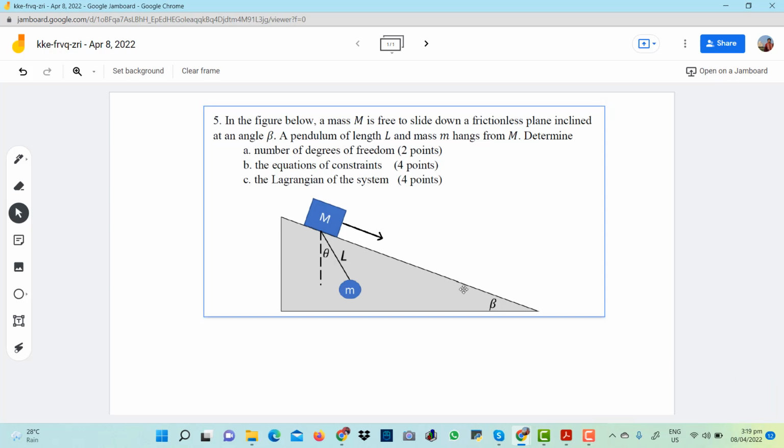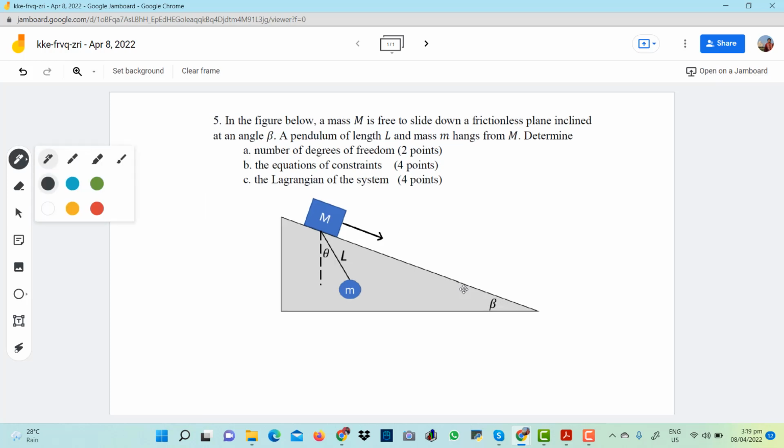How many degrees of freedom are there here? I think there are two. We only have 2 degrees of freedom, so that seems right. 2 degrees of freedom. We have this and then theta.